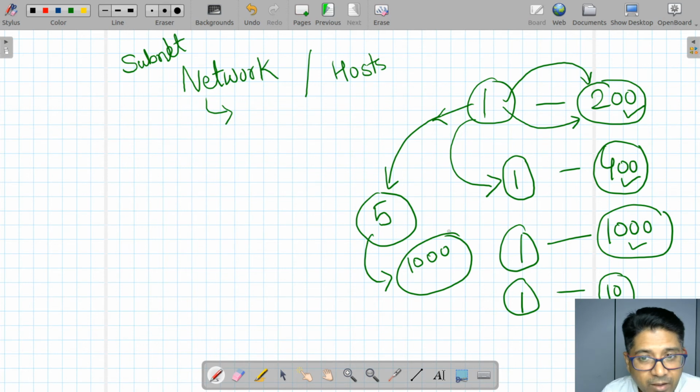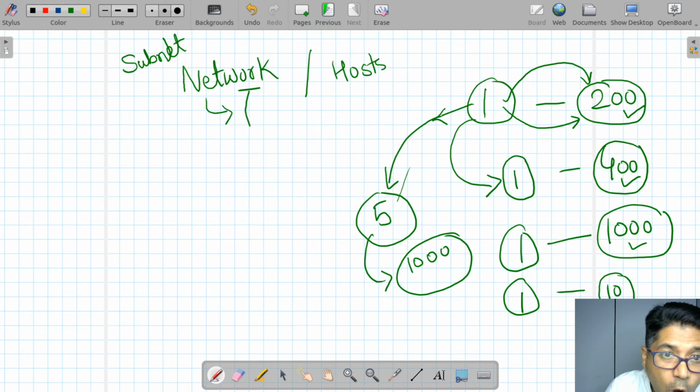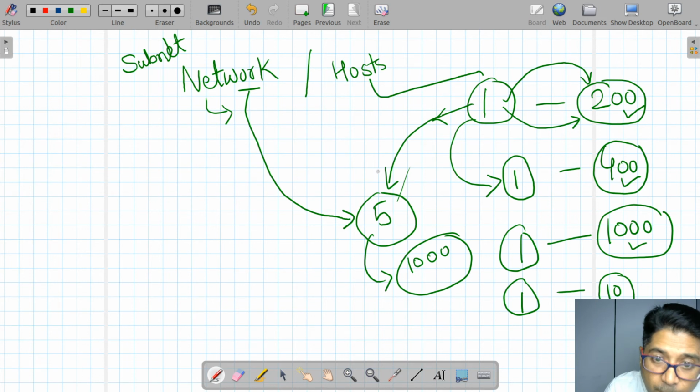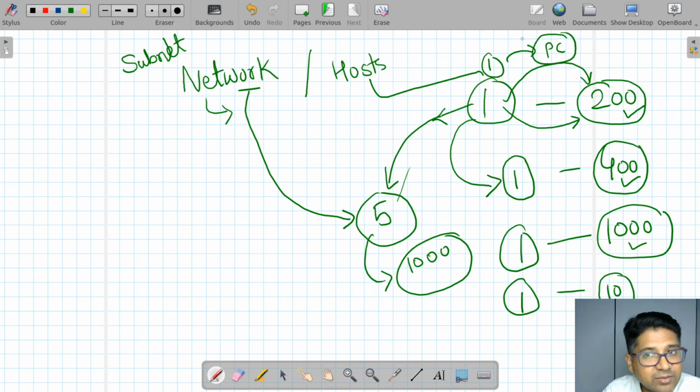Clear. Something clear means one network. If we have 200 PCs, and I create this kind of 5 networks, then how many PCs? 5000. So the network part says how many networks there are. The host part says, per network, how many PCs, meaning how many hosts there are. Clear? Network and host. Yes, sir.